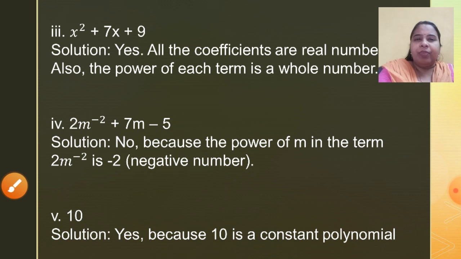See the next one. Is it a polynomial? You yourself will tell me no. Why? Because as you can see, it's written 2m raised to minus 2, and it's a negative number, so it is not a polynomial.